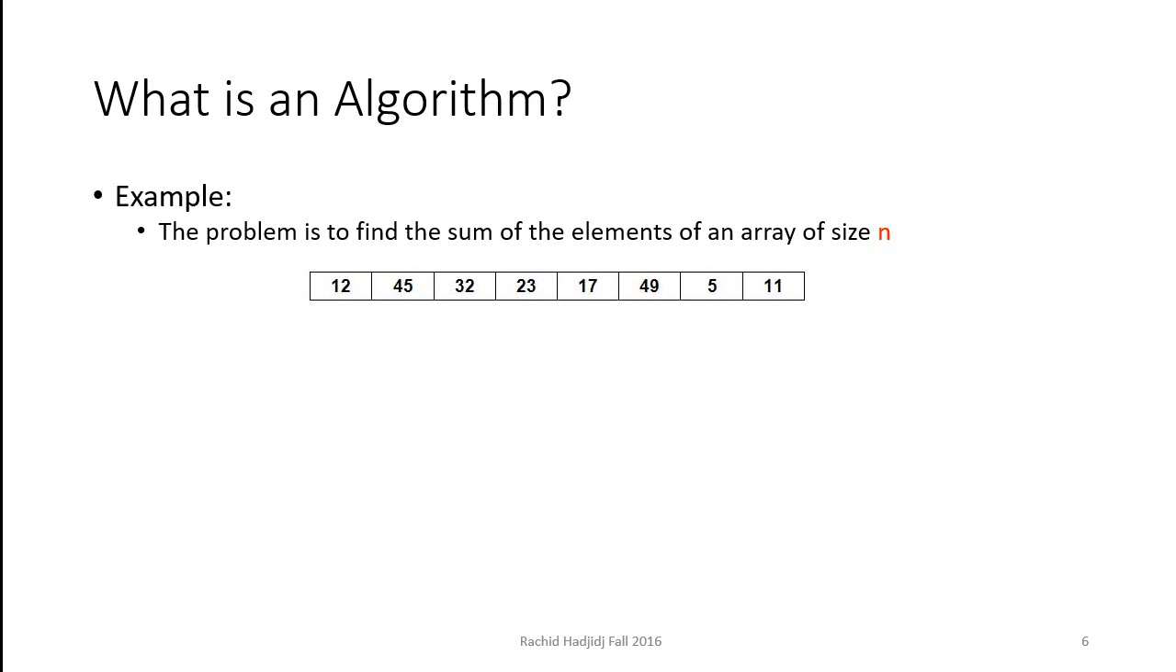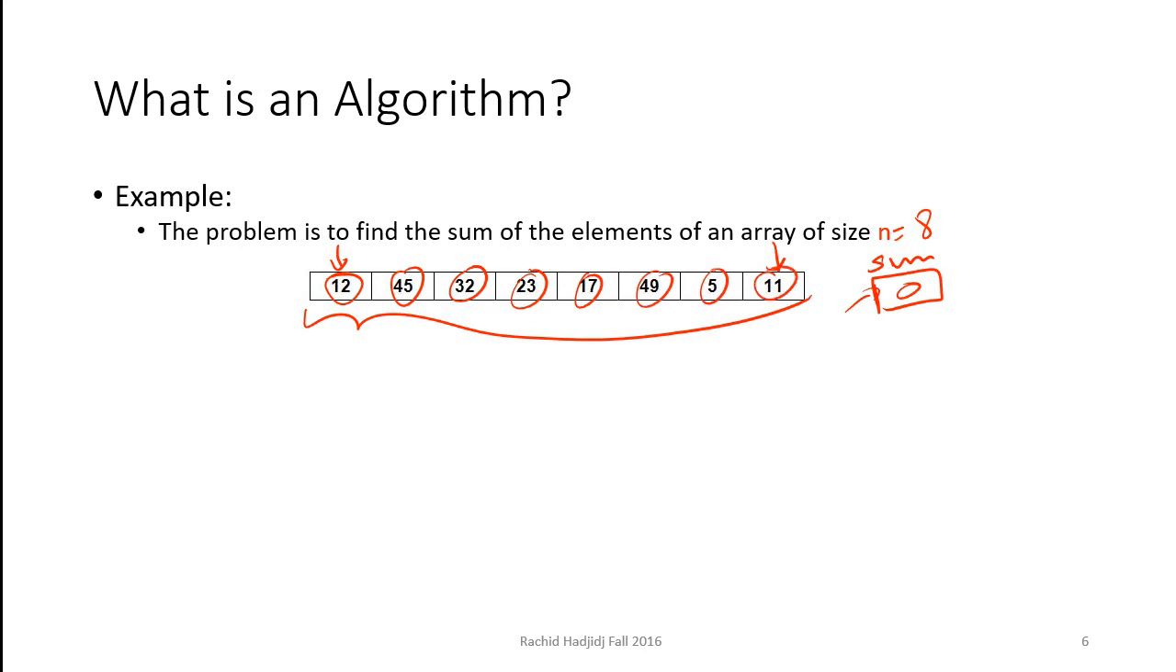As an example, let's look into this problem about finding the sum of the elements in an array of size n. Here we see an array of size 8, so n is equal to 8. And the way to find the sum of all the elements is very simple. You need just to define a variable. You call it sum. You set this variable to 0. Then you scan the array from the beginning until the end. And each time take the value you encounter and add it to the sum here. Once you have scanned all the values and added them to the sum, well, you will end up with the total inside the variable sum.